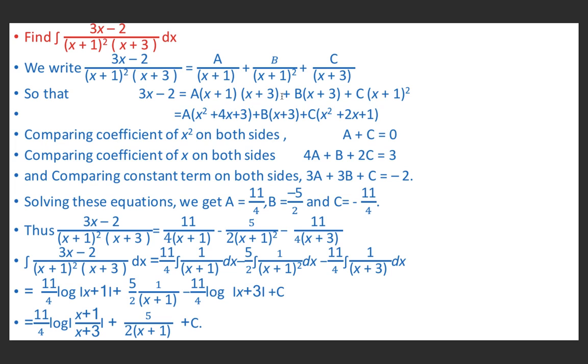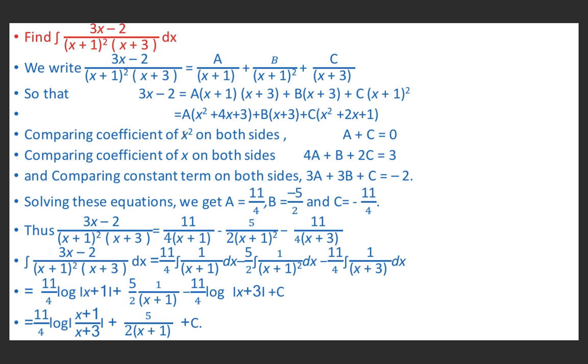So multiply these two, so we will obtain x square plus 4x plus 3. This is x plus 3. Open the square, x square plus 2x plus 1. Now we will find the values of these a, b and c.